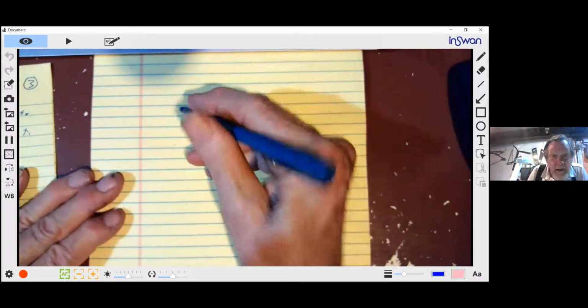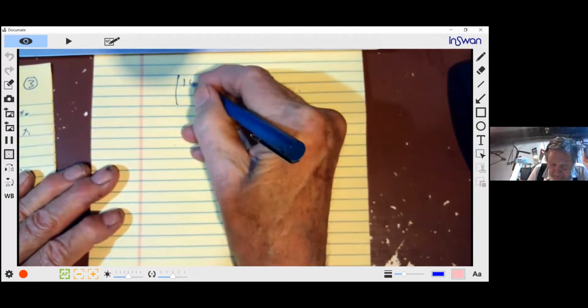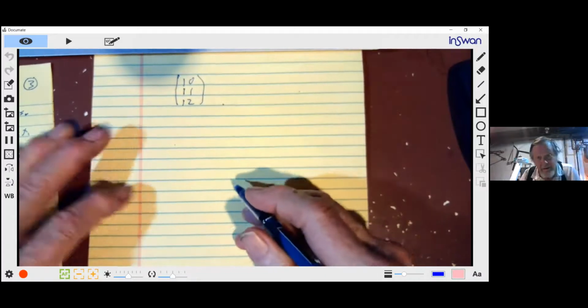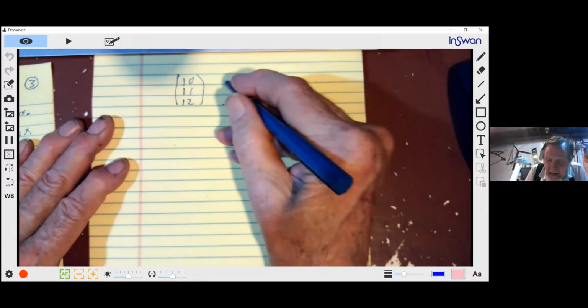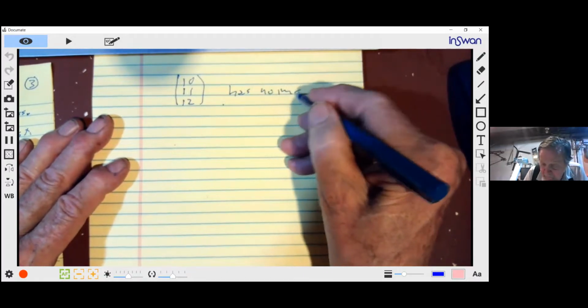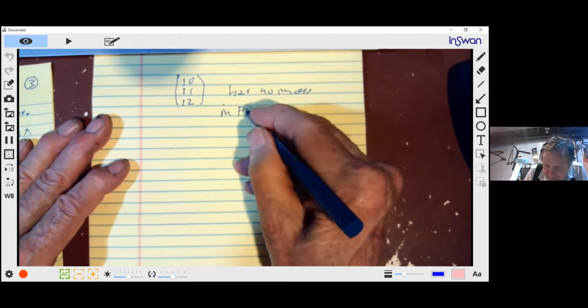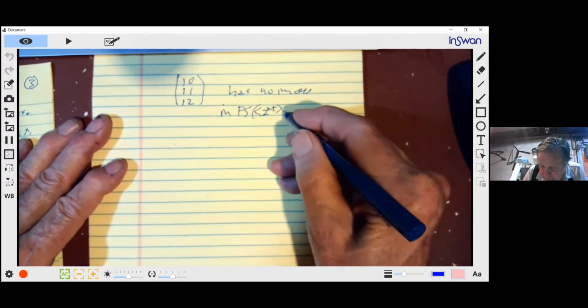That is to say, let's take a very simple example. Let's take the matrix which you will recognize as the three-term arithmetic progression. Okay, this has no image in the finite sums of the even powers of 2.